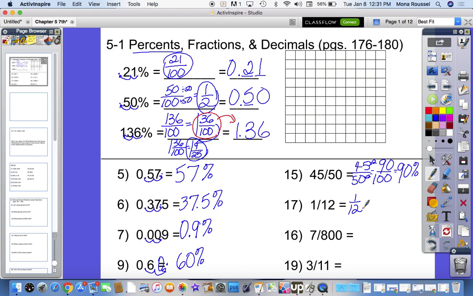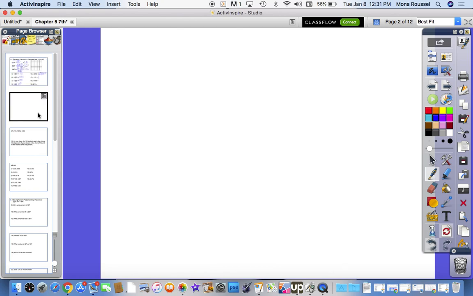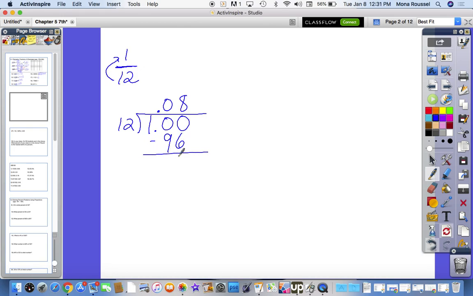Because 12 does not go evenly into 100, we need to do a division problem. Keeping in mind that this fraction line means to divide, we would divide 12 into 1. 12 doesn't go into 1, so we add a decimal and 0. 12 can't go into 10 either, so we add another 0. 12 goes into 100 8 times. 8 times 12 is 96. And we subtract and we get 4.